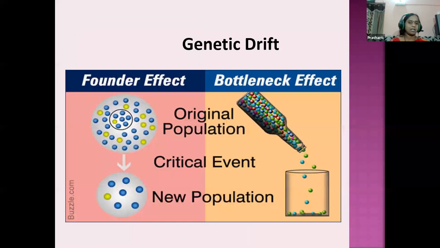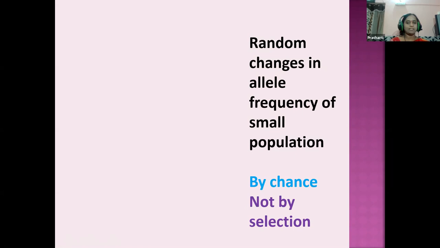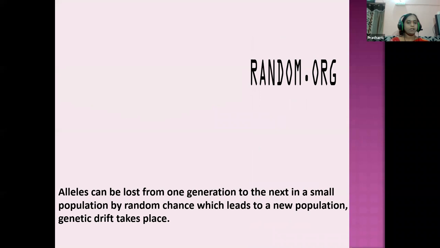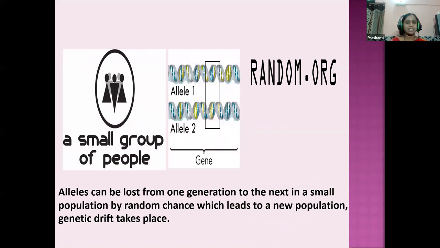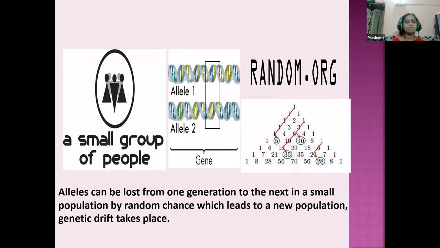Next comes genetic drift. Genetic drift means when people are completely separated from their original population, might be due to isolation or due to any drastic events. That is random changes in the allele frequency of a small population. It takes place by chance, but not by selection. It is called genetic drift. So here, in a small population, alleles will be lost from one generation to the next, but by random chance only.